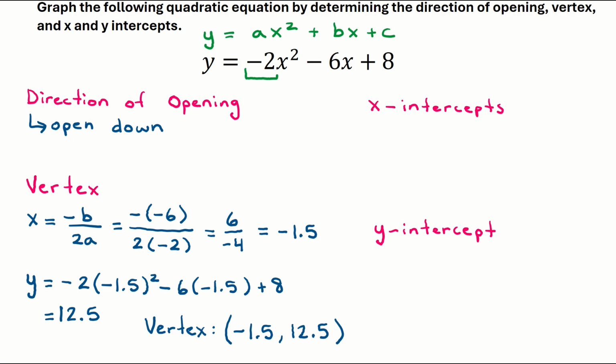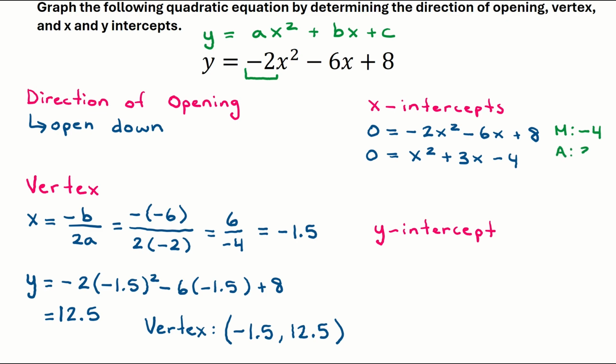Then we get to our x-intercepts. Now remember, our x-intercepts can be found by setting our equation equal to 0 and solving for x. So we get 0 is equal to -2x squared minus 6x plus 8. These are all conveniently divisible by -2. So when I divide them all out, I get 0 is equal to x squared plus 3x minus 4.